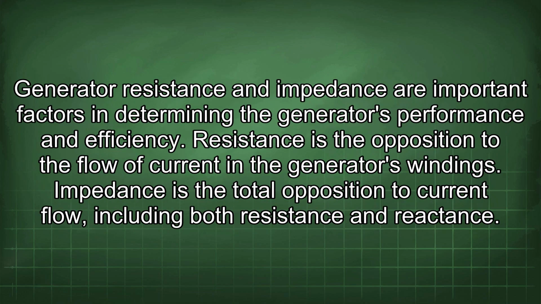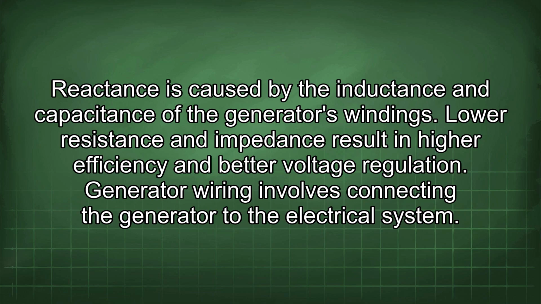Generator resistance and impedance are important factors in determining the generator's performance and efficiency. Resistance is the opposition to the flow of current in the generator's windings. Impedance is the total opposition to current flow, including both resistance and reactance. Reactance is caused by the inductance and capacitance of the generator's windings. Lower resistance and impedance result in higher efficiency and better voltage regulation.